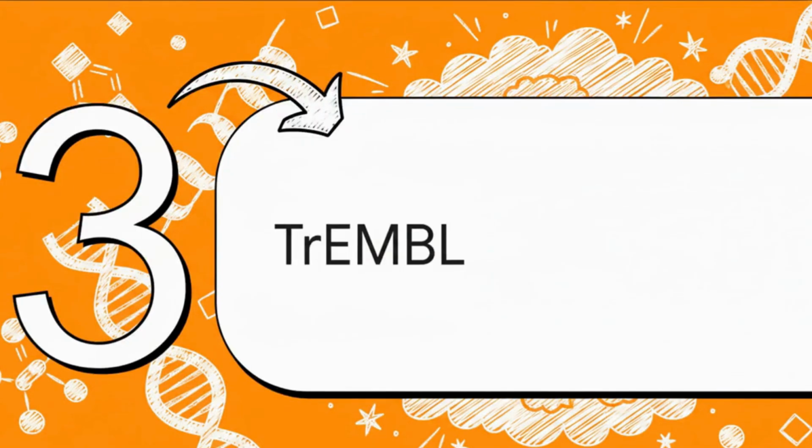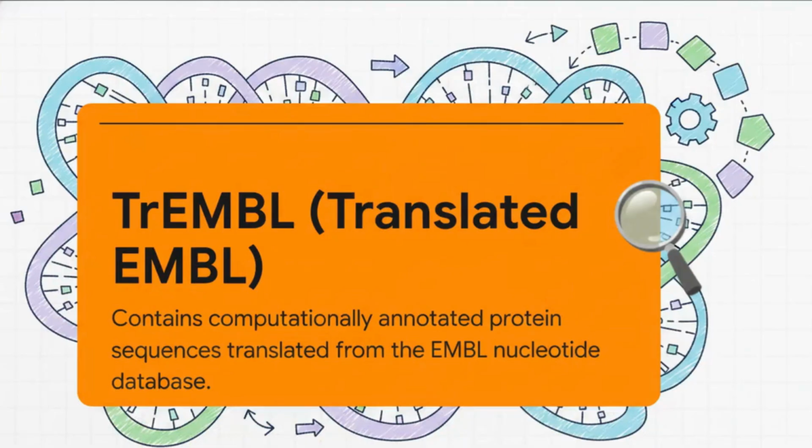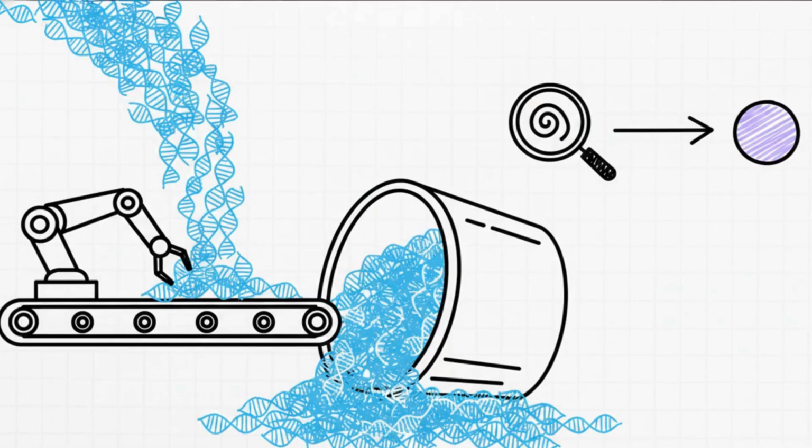Now, on the complete other side of the coin, you have TrEMBL. And TrEMBL is all about automated quantity. TrEMBL actually stands for Translated EMBL. It's this enormous collection of protein sequences that are generated automatically. Basically, they take the DNA sequences from one of the world's biggest DNA databases and just translate them into protein sequences. And because this whole process is automated, TrEMBL is just gigantic, and it grows at an unbelievable speed. You can think of it as a huge staging area for new data.